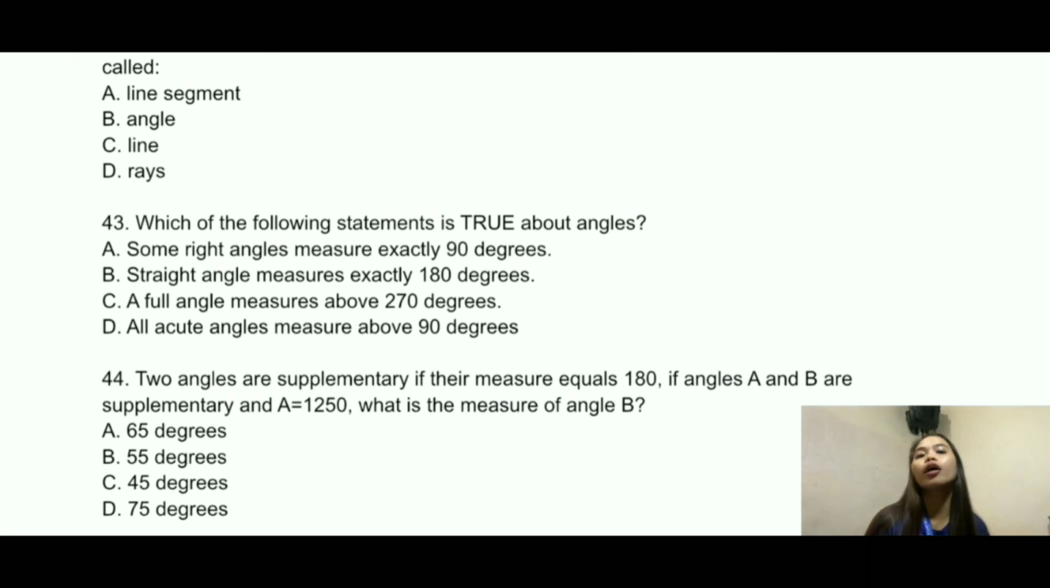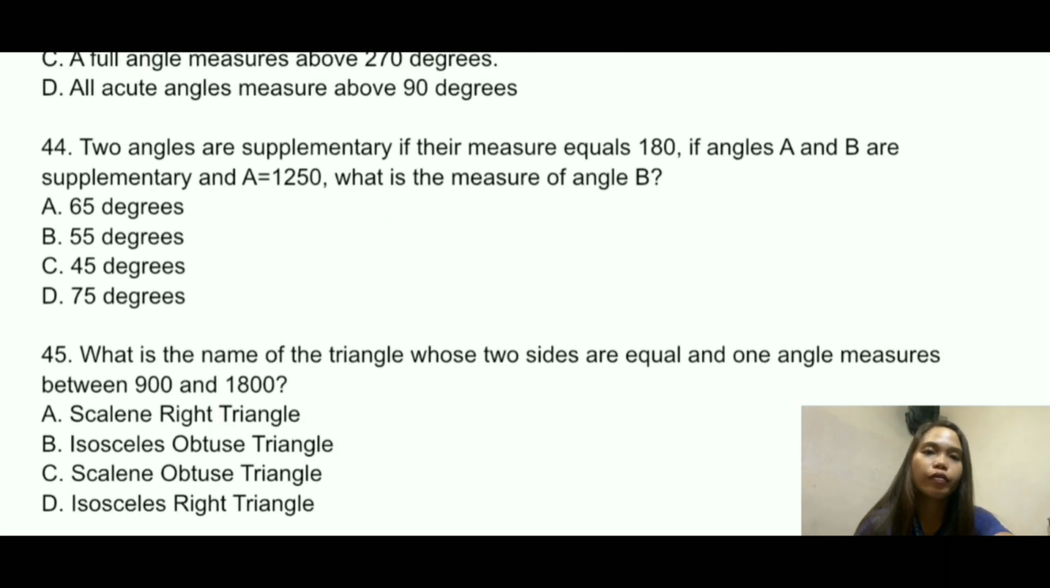And why are the other options not correct? For option B, 55 degrees, adding 125 degrees and 55 degrees equals 180, not 170, which is incorrect. And for option C, 45 degrees, adding 125 degrees and 45 degrees gives 170 degrees, not 180 degrees. And for option D, 75 degrees, adding 125 degrees and 75 degrees gives 200 degrees, which exceeds 180. So the correct answer for this is letter A, which is 65 degrees.